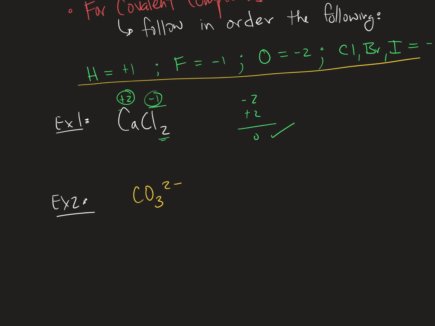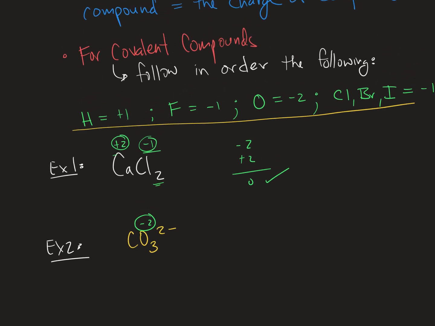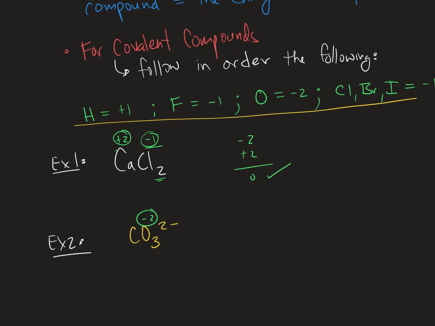Does this compound have hydrogen in it? No. Does it have fluorine? No. Does it have oxygen? Okay. So what is the oxidation number for oxygen? -2. Oh, let me use a different color. Okay, now we got to figure out what carbon is. And we have to do this regardless if there's another one of these in there. In this case, there's not. But here's how we do it.